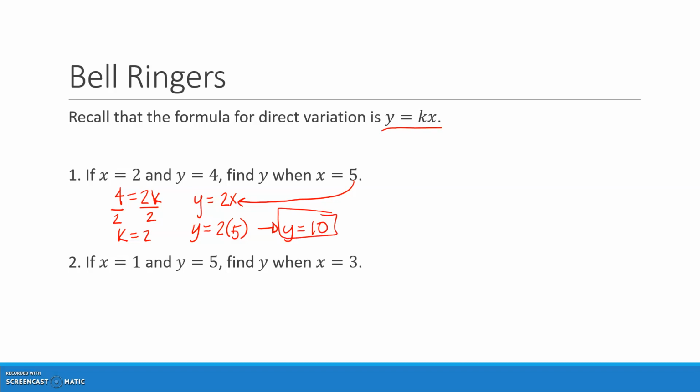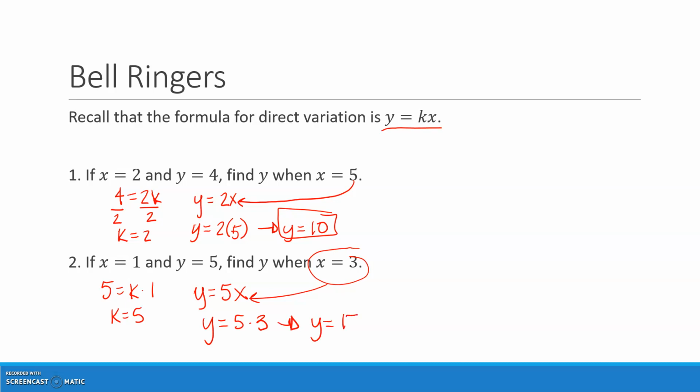For the second one, we would say, okay, if x equals 1 and y equals 5, what happens to k then? So we have 5 equals, I'll do it the other way around this time, k times 1. Well, I could divide by 1, but really k times 1 is just k, so we know that k equals 5. So we're going to have y equals 5x. And then we're going to substitute in that value for x. And we get y equals 5 times 3, y equals 15.